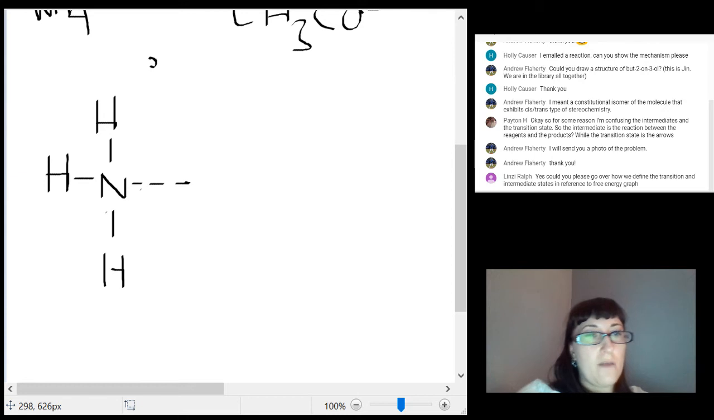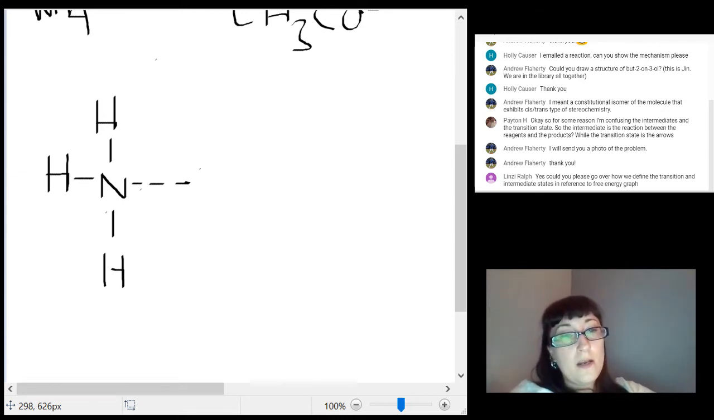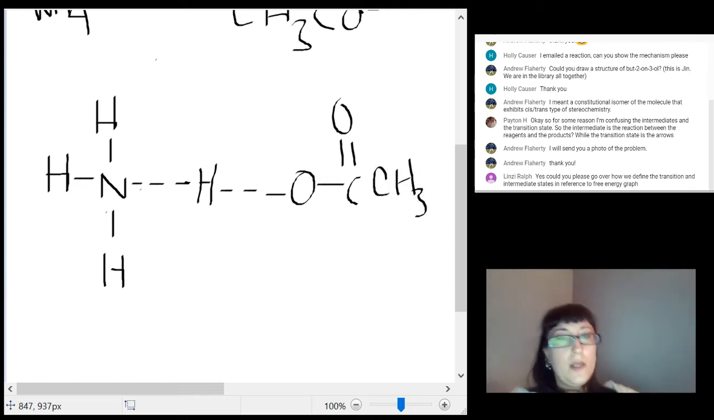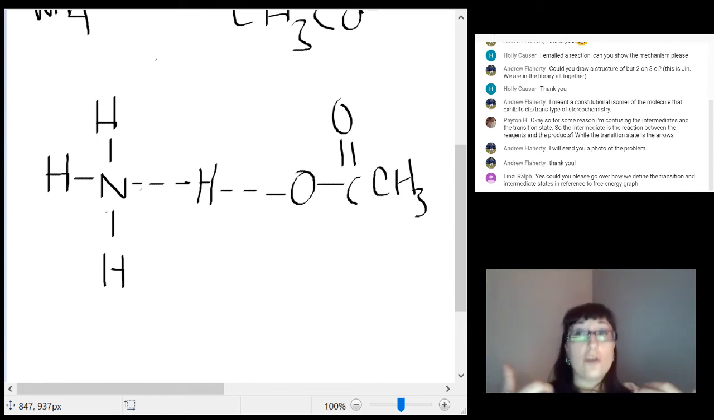Okay. Imagine that's a dotted line, and then that's going to the hydrogen, because that's what that arrow is showing above. The hydrogen and oxygen bond are breaking, and then the rest of the acetic acid is the same. It doesn't do anything. Okay. Now, that would be what the transition state structure would look like.